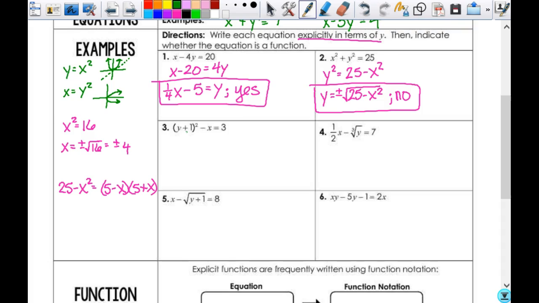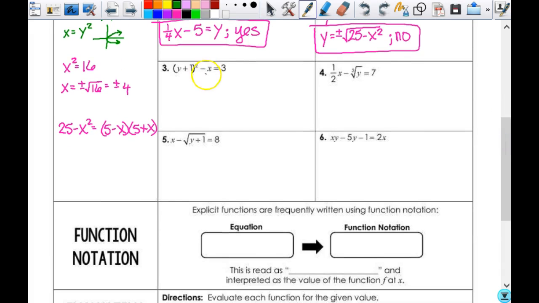So now all I have to do is focus on how to solve for y, right? So I want to get y by itself. In order to do that, I'm going to move x over. So I get y plus 1 squared equals x plus 3. What do I need to do next to get y by itself? Square root. Good. So I'm going to take the square root of both sides. So this is going to give me y plus 1 equals, what do I write first? Yeah, plus or minus. Very good. Plus or minus the square root of x plus 3.